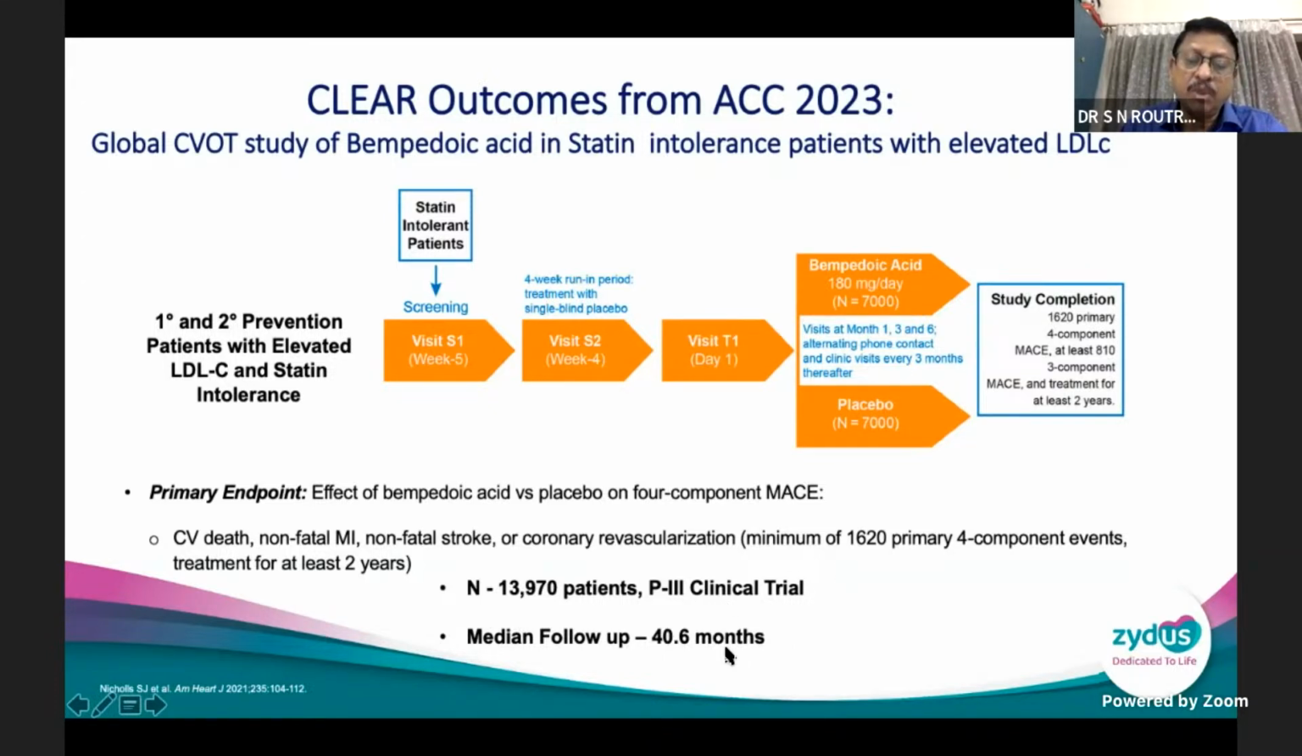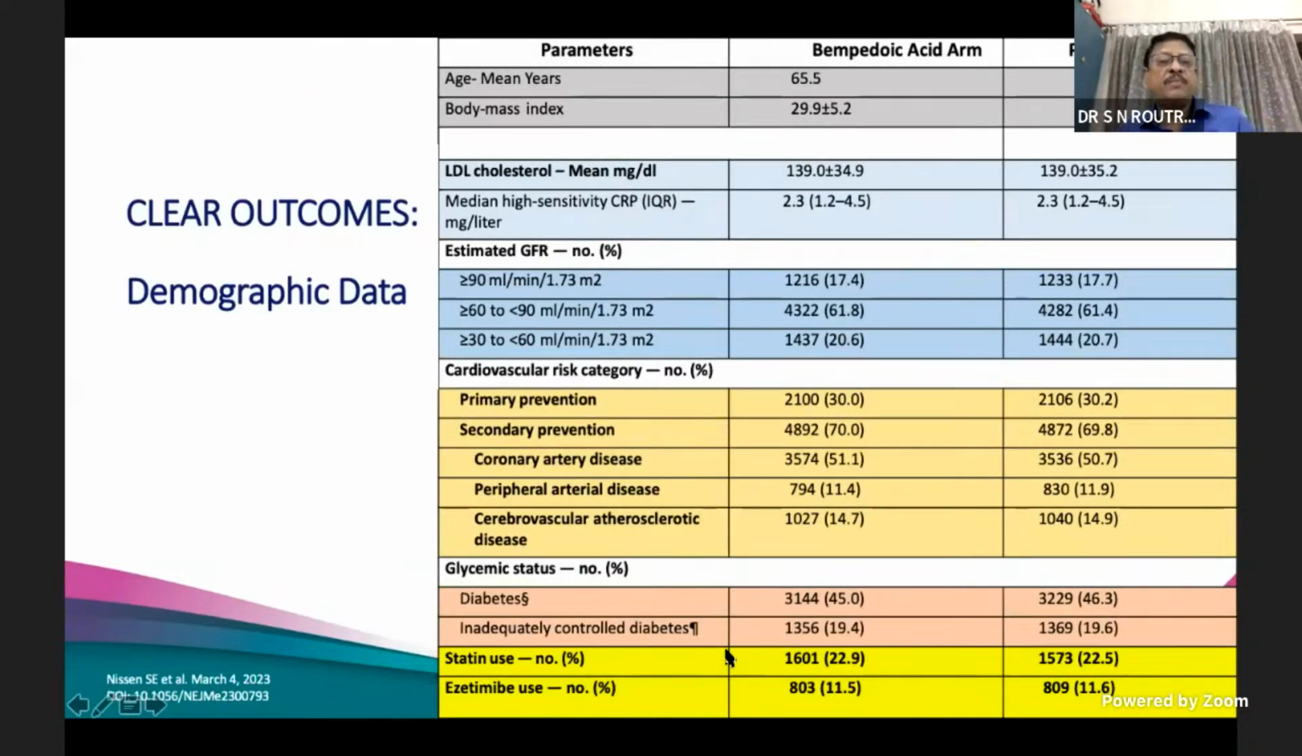This phase 3 clinical trial had a median follow-up of 40.6 months. This is the patient demographic criteria. If you see here, the groups were age and sex matched, and the average age of the patients was about 65 in both groups. Body mass index was around 30 in both groups. LDL cholesterol was around 140 in both groups. The eGFR was similar. About 30% of the patients were for primary prevention, about 70% were for secondary prevention. Among secondary prevention, mostly there were coronary disease, peripheral arterial disease, and cerebrovascular disease. One thing is that in this study population, diabetes was very prevalent. Diabetic patients were 45 to 46% in the bempedoic acid and placebo arms, and abnormal impaired glucose tolerance was almost 19.4 and 19.6%. Statin and ezetimibe were also used here.